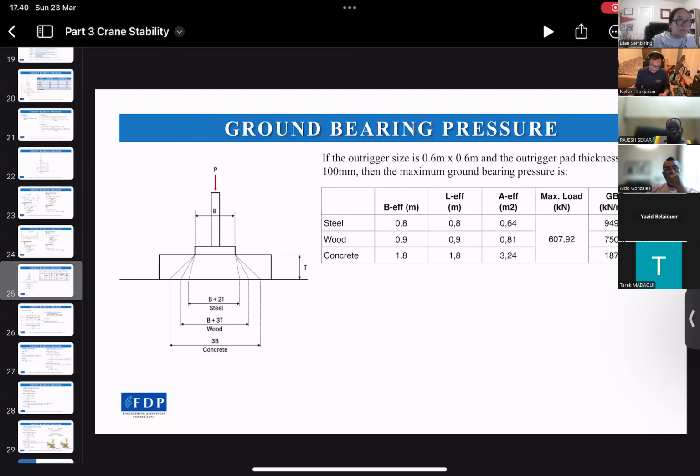Once you get the reaction from each outrigger, you can divide it by the effective area, based on what material you use for the bearing pad and what is the thickness. It will be the same process. So you put the reaction divided by the surface or the area, and you get your ground bearing pressure on that point. Yes, correct.